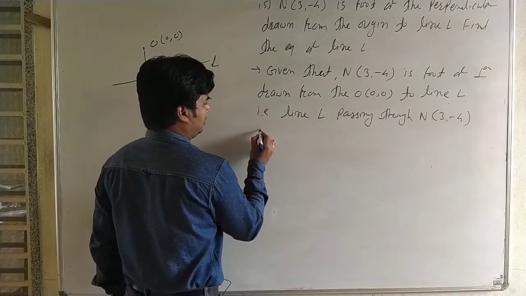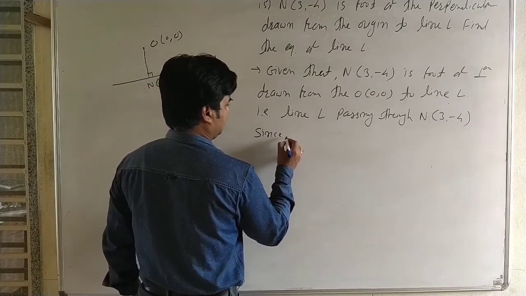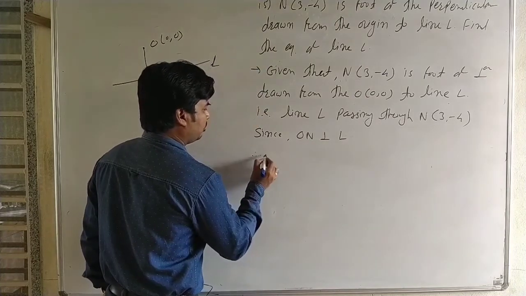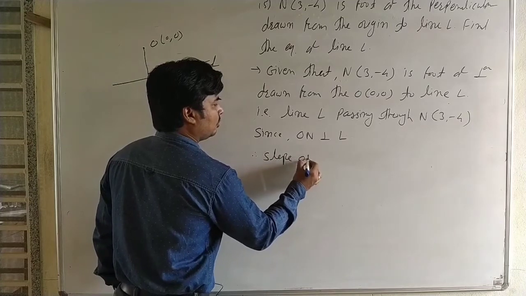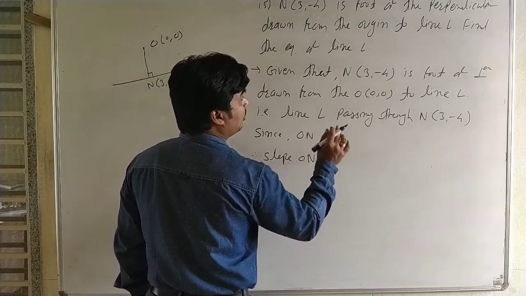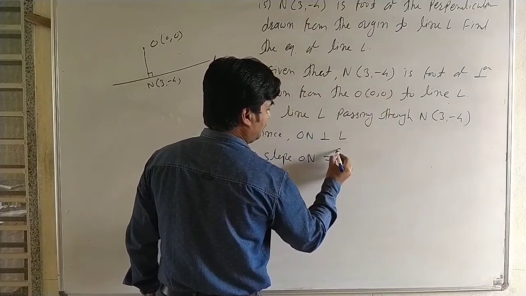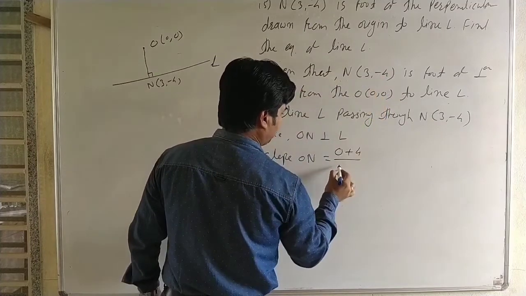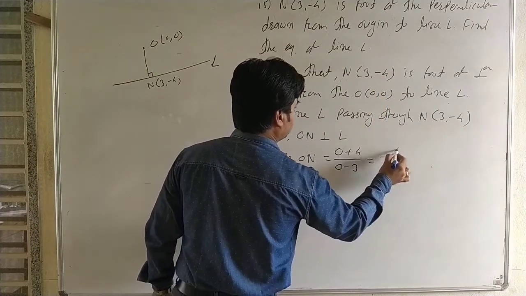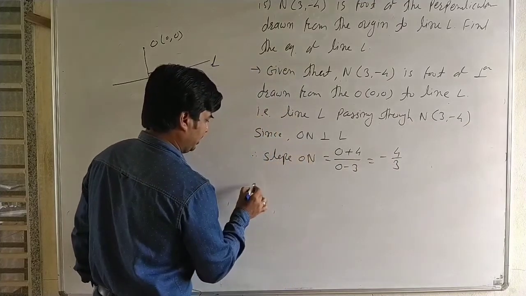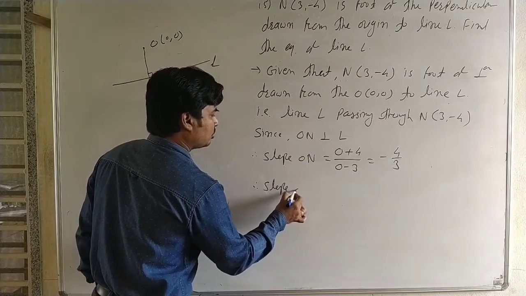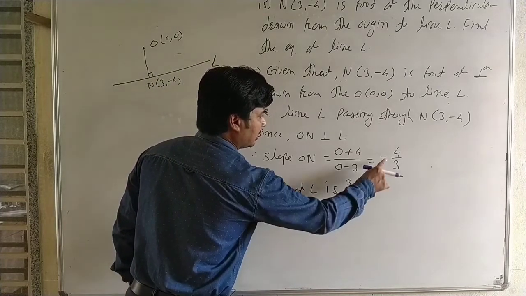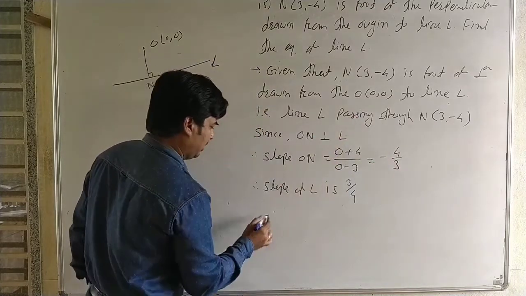Here since ON is perpendicular to line L, the slope of ON is 0 plus 4, y2 minus y1, over x2 minus x1, that is minus 4 by 3. It is the slope of ON, and therefore the slope of L is 3 by 4. It is minus 4 by 3 for ON, so for the perpendicular line it is 3 by 4.